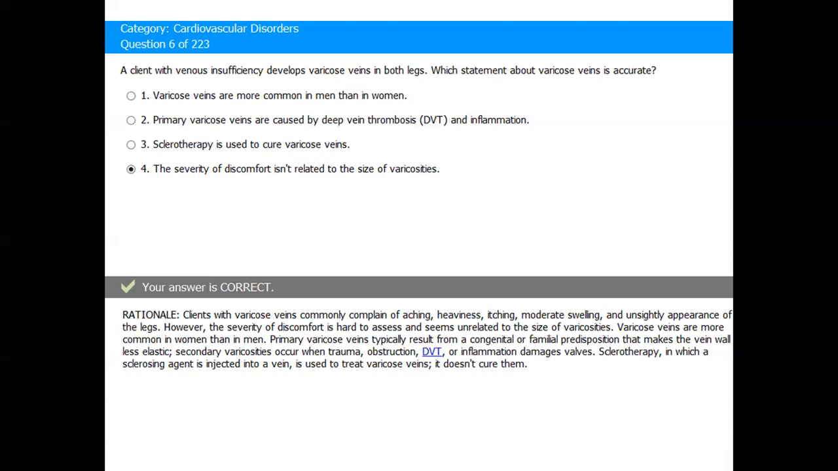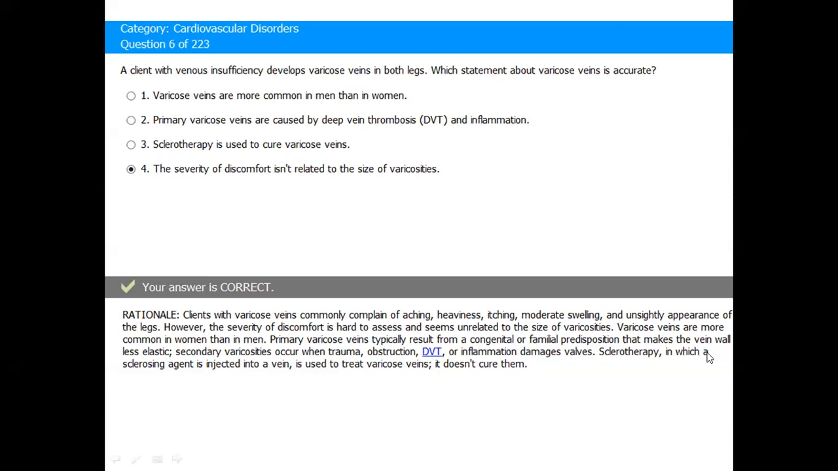Secondary varicosities occur when the patient has trauma, obstruction, deep vein thrombosis, or inflammation that damages the valves.